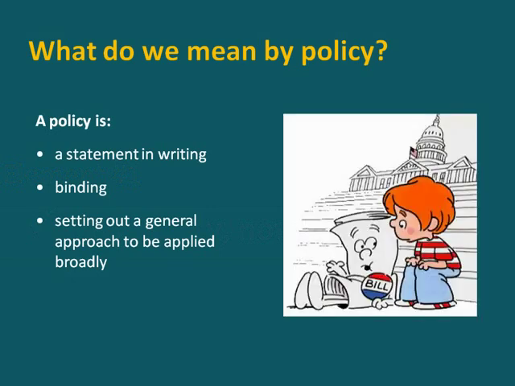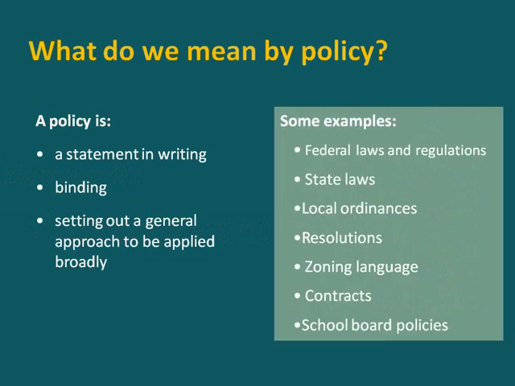So you might be thinking, well, that sounds a lot like a law, and you're right. We probably all remember how a bill becomes a law, and a law is one kind of policy. But there are other examples of policies that meet these criteria. So we do have federal laws that are passed by Congress, but also federal regulations that could be issued by an agency like the FDA. There's state laws and then local ordinances that are passed by city or county governments. We also have resolutions, zoning language, contracts, or school board policies. And these all have these three elements in common, that they're written statements that are binding and enforceable and are applied broadly to everyone.